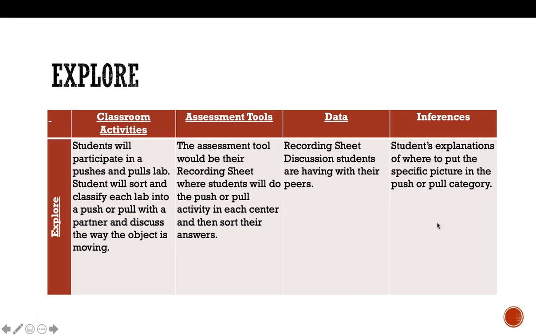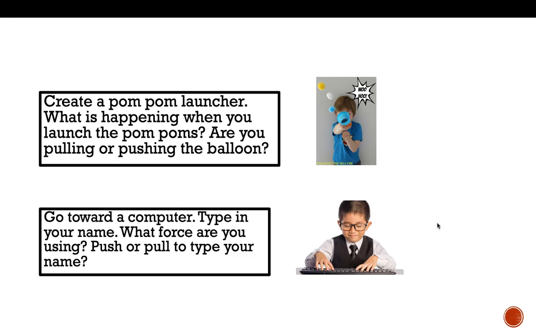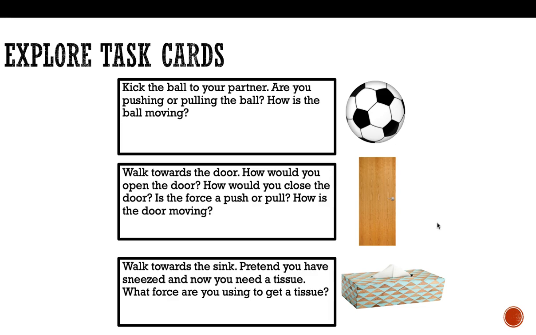And the data that I'm receiving would be the explanations they are giving themselves to their partners and to their group. So here are 3 of the task cards. I made 5 of them, but I would just want to make sure that they're reading it together, and just to avoid all 14 of them doing all this, I just wanted the 7 first. So like the first one would be kick the ball to your partner. Are you pushing or pulling the ball? How is the ball moving?